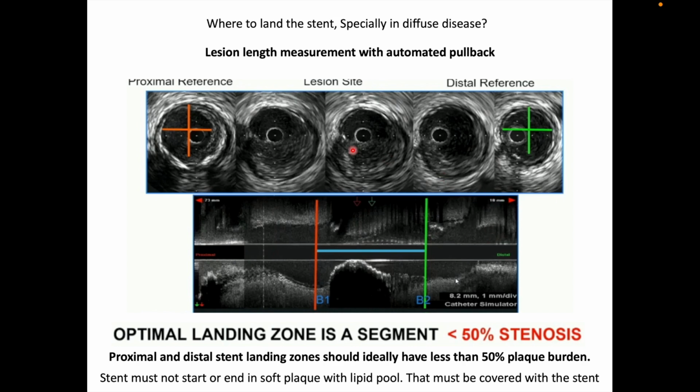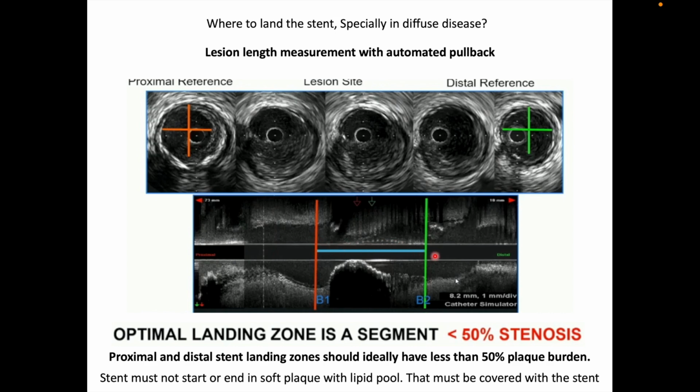How do you decide where to land the stent, especially if it's a diffuse disease? Remember that if you want to measure the lesion length, it is measured with automated pullback. By pulling the IVUS catheter with your hand, that's a manual pullback. You cannot have a calibrated speed, a uniform speed of pullback. Therefore, the length cannot be measured. If you want to measure the length, it has to be a device pullback and automated pullback. So now you've got a proximal reference segment and you've got a distal reference segment, and in between with the automated pullback, the length can be measured.